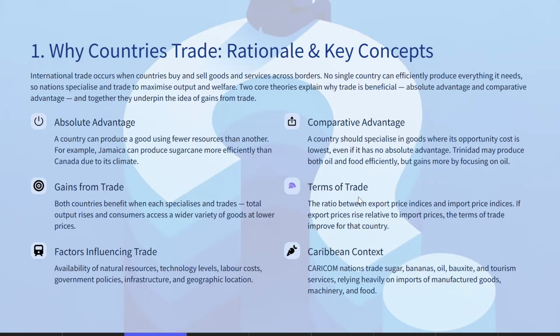So there are two main reasons why countries trade internationally, right? Or at least two theories. And that is to see what they have absolute advantage in and comparative advantage in. Somebody was asking about these two things. So for you to have absolute advantage, it means that you are able to produce more of a good than another country using the same resources.